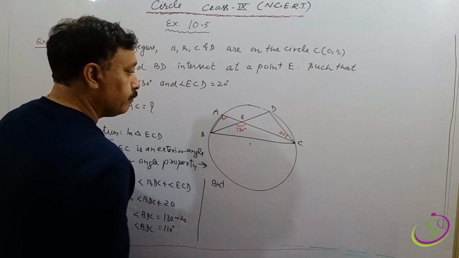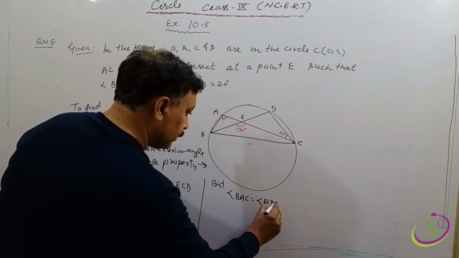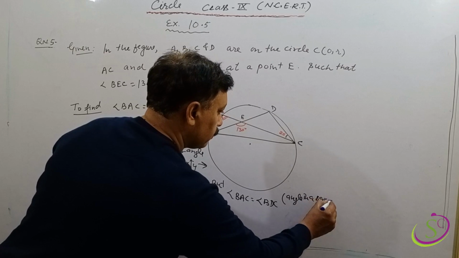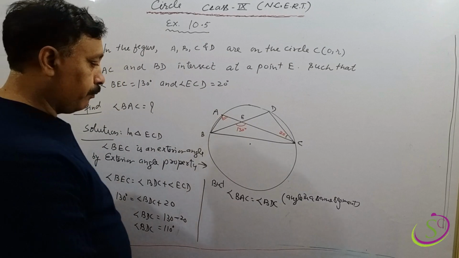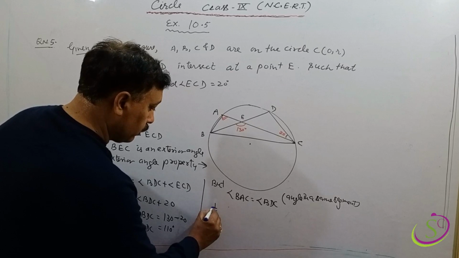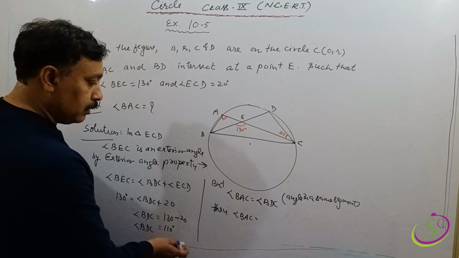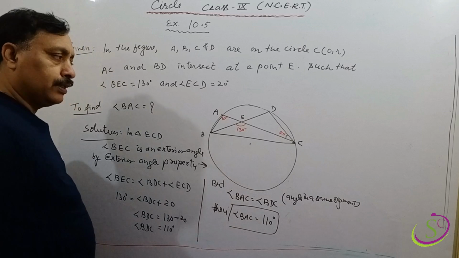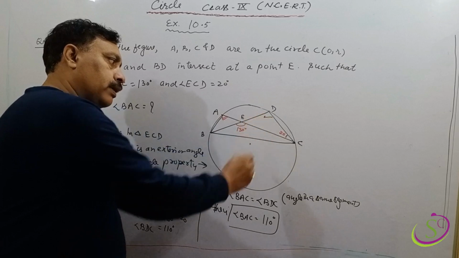But angle BAC equals angle BDC. Why? Angle in a same segment are equal. Okay, so BDC is how much? 110. So angle BAC will equal BDC, how much? 110. BDC is also 110 degree, means BAC is also 110 degree. Is it clear? So do it, means this angle is 110.